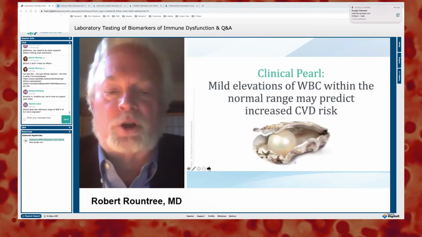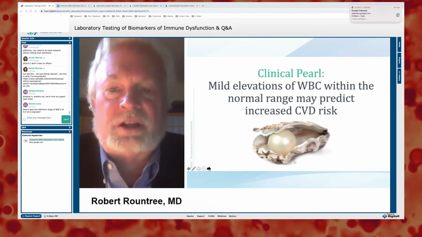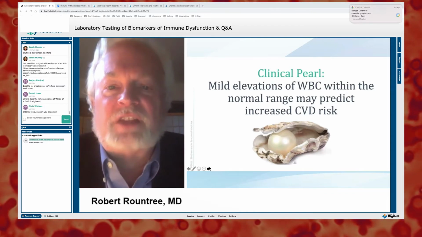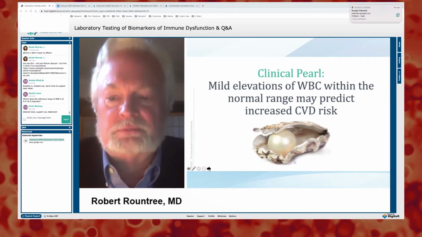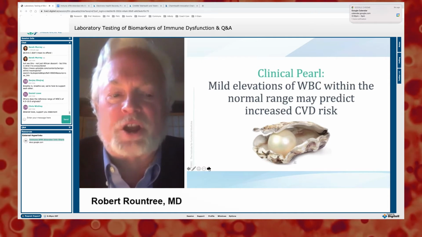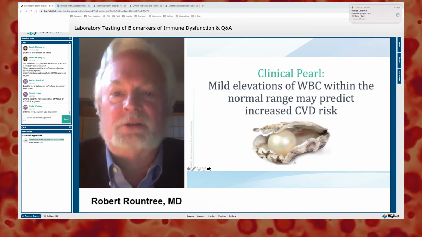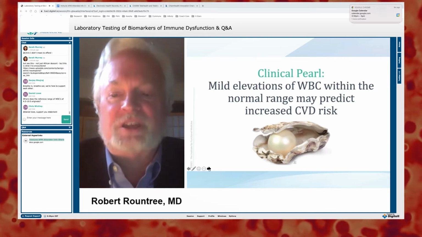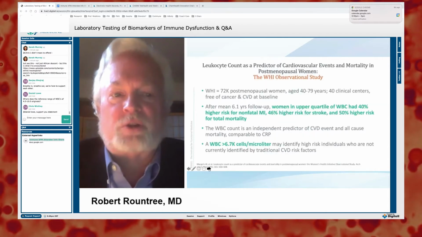Here's the clinical pearl, and the reason for talking about this so early on: elevations of the white count in the top quartile can predict an increased risk of cardiovascular disease. Just like highly sensitive CRP, an elevated WBC is not something you want to ignore. It can indicate that something is going on.